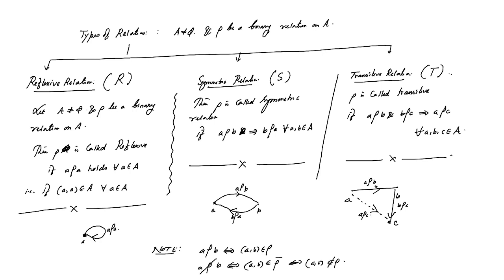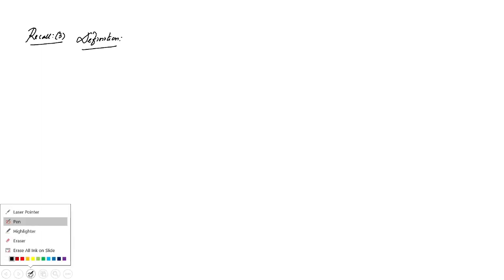Now we come to the definition: equivalence relation. A relation rho on a non-empty set A is called an equivalence relation if it is reflexive, symmetric, as well as transitive. So our next definition, you can say our recall 3: when a relation on a non-empty set is called equivalence relation, this is about equivalence relation.